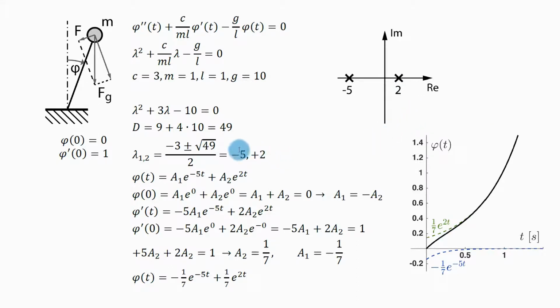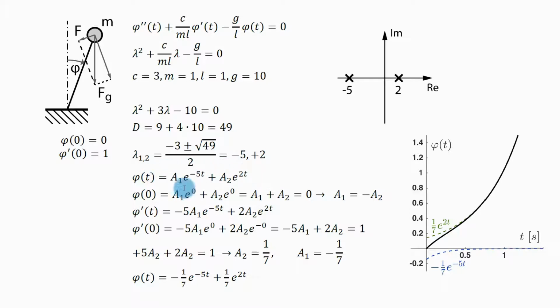Because my roots are real, I can write the general solution of my differential equation in this form. Here I have already substituted for the lambdas. This -5 came here, this +2 came here. In this general solution, you can already see that this is the exponential which is responsible for my system being unstable. This is the exponential which is rising to infinity because I have a positive number here, this number 2, which is on the right hand side of the complex plane, which is making my system unstable.